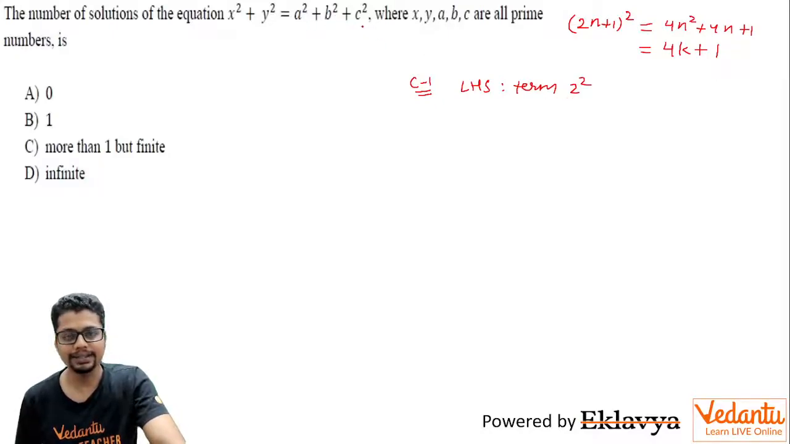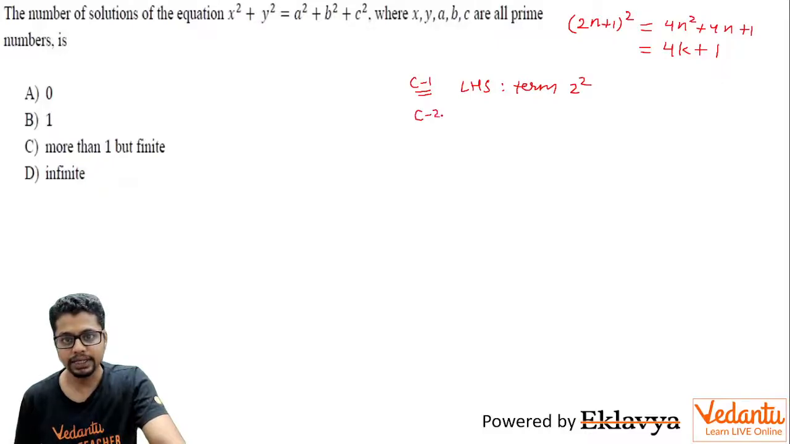And since the right hand side is not having any term being 2 square, that means a square, b square, c square are all squares of odd primes, then when you divide it by 4 the remainder is 3. So that means only the left hand side having a 2 square term gives us no solution.